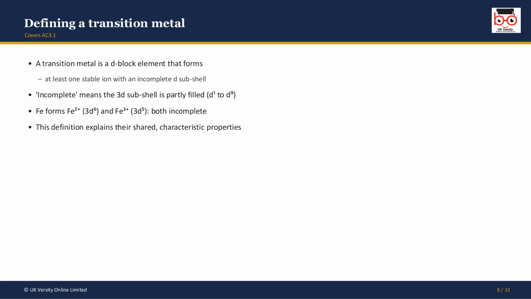Now for a careful definition. A transition metal is a d block element that forms at least one stable ion with an incomplete d subshell, meaning the 3d is only partly filled, anywhere from d1 to d9. Iron is a perfect example. It forms iron 2+, which is 3d6, and iron 3+, which is 3d5, and both of those are incomplete. It's this partly filled d subshell that gives transition metals their whole set of characteristic properties.